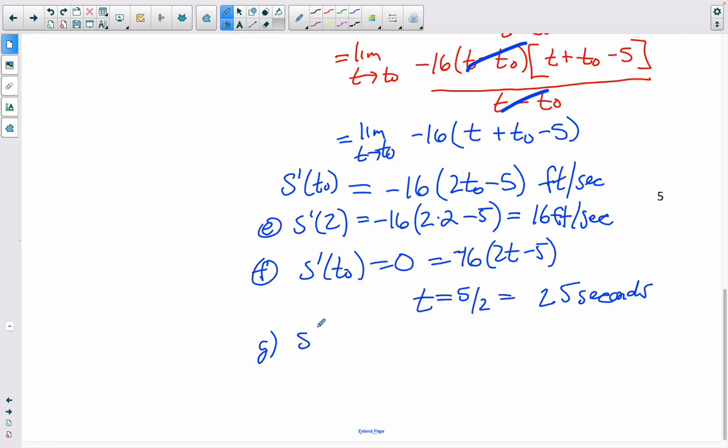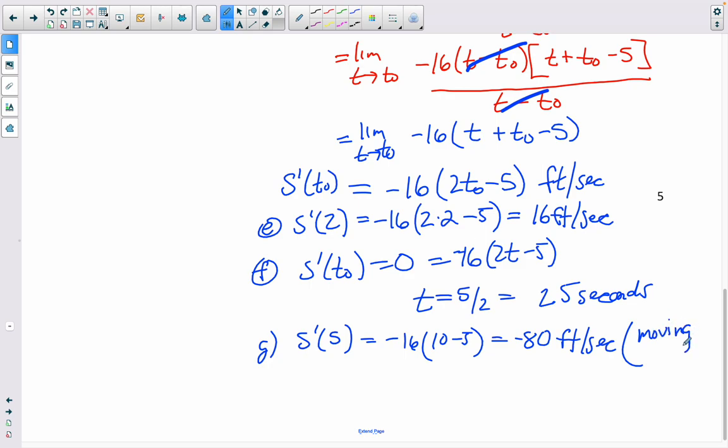G. So S prime of 5 is equal to negative 16 2t, 2 times 5. So that's going to be 10 minus 5. So that's going to be negative 80 feet per second. And so the negative just tells us that it's moving down. Right? And so if you study physics next year or you studied this year, you understand that velocity is a vector, has magnitude and direction.